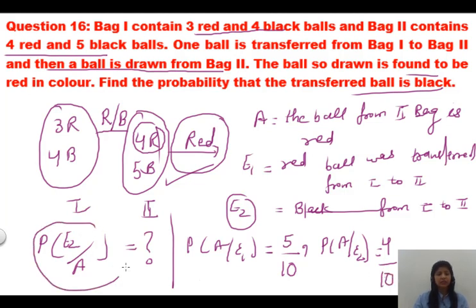Now for this, you know the favorable outcomes, E1 and A, right? So you can just place the values in the formula and get the answer for this. This is the only thing to be done in the question. I hope this is also clear to everyone.